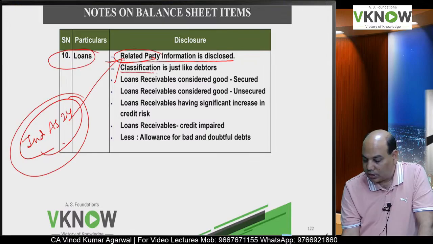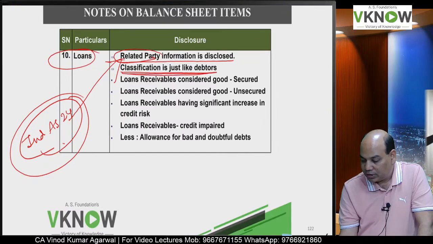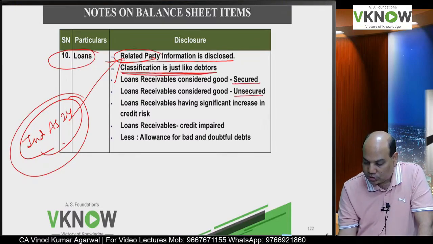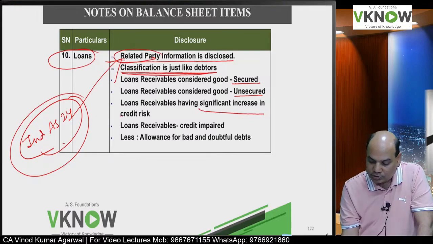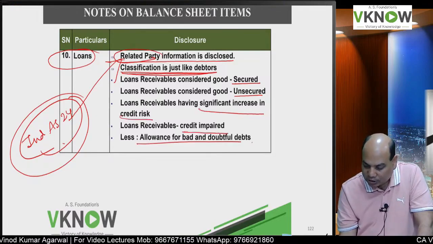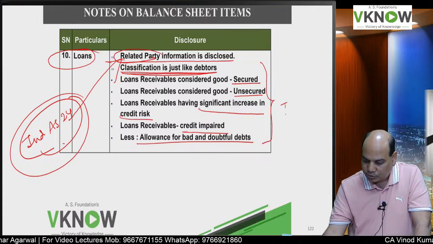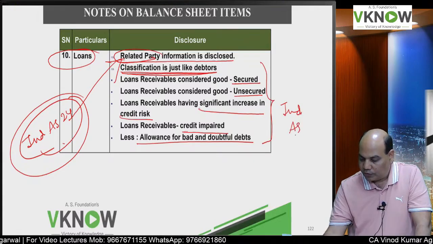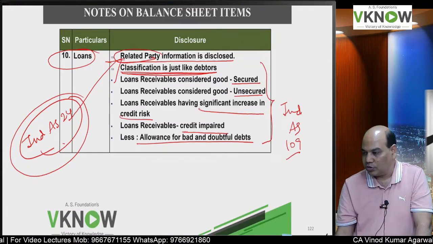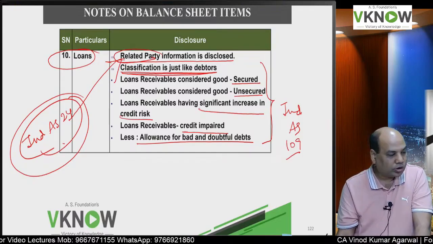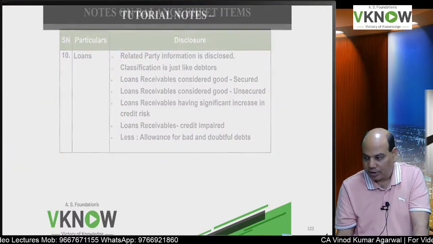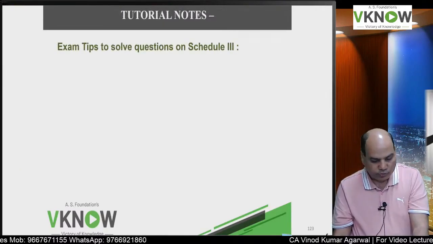Then remaining classification is like debtors. For example, secured, unsecured, significant increase in credit risk, credit impaired, allowance for bad and doubtful debt. Again write here for this portion: also refer to Ind AS 109. Keep writing. Okay. When you revise, you will find it useful.